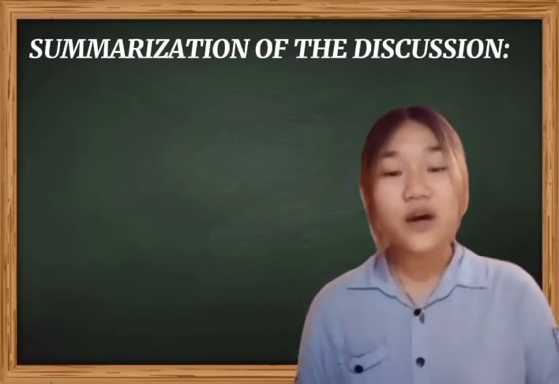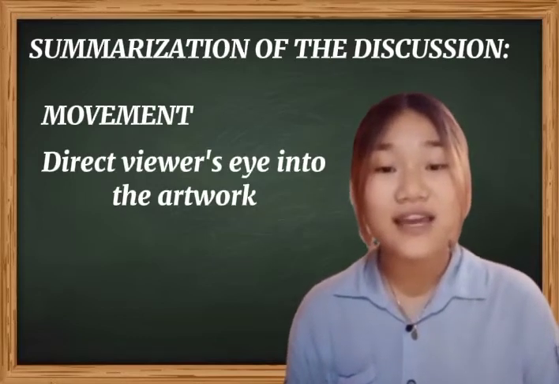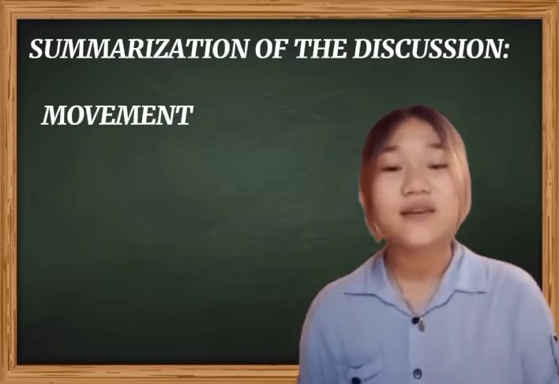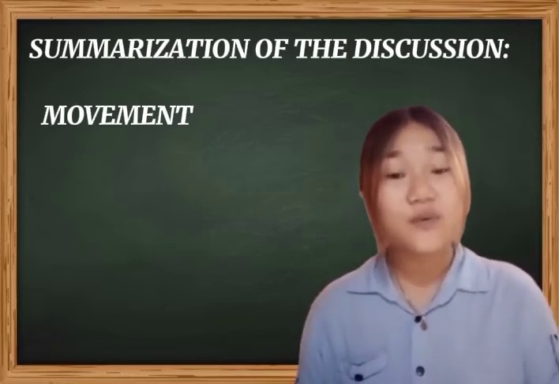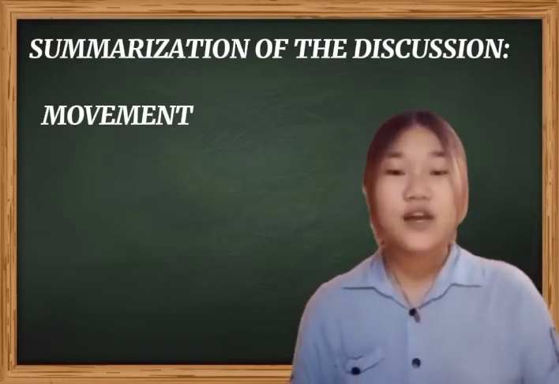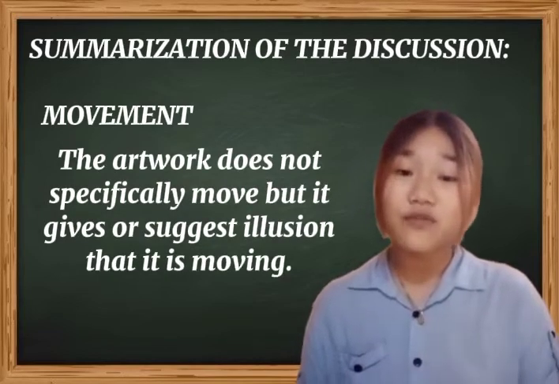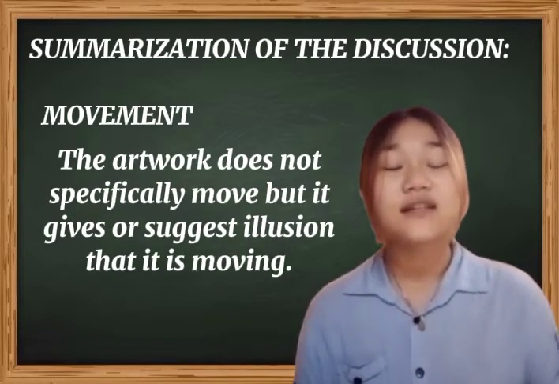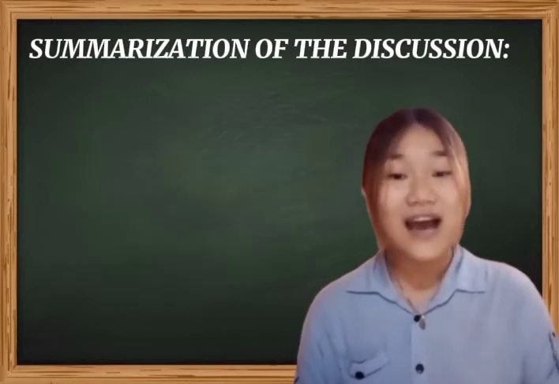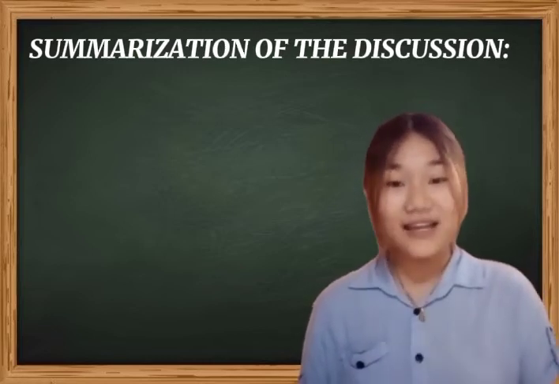The second one is movement. Movement directs viewers' eyes into the artwork. Artists use movement so that they can direct their viewers within and around their artwork. The artwork or the painting does not physically move, but it suggests an illusion that it is moving. That is how the element of movement is applied in an artwork.